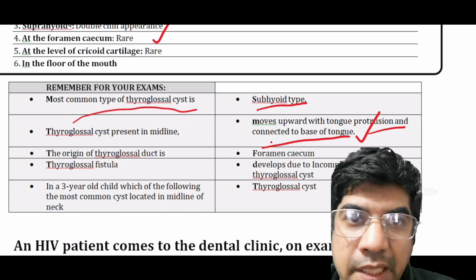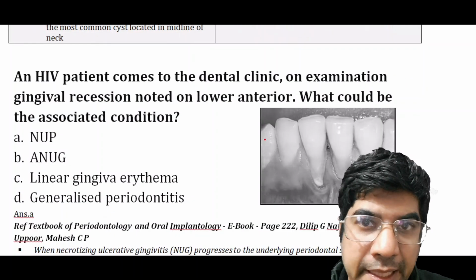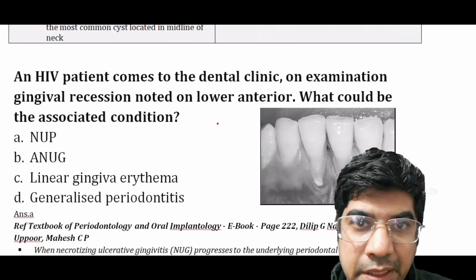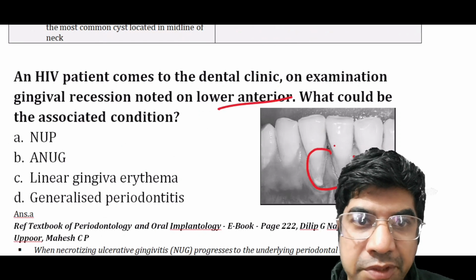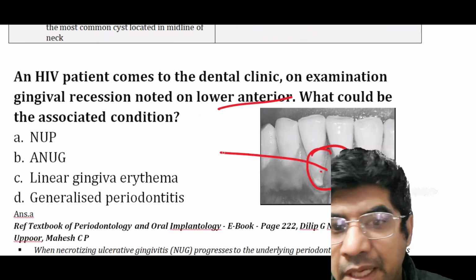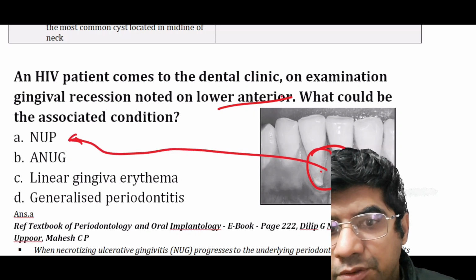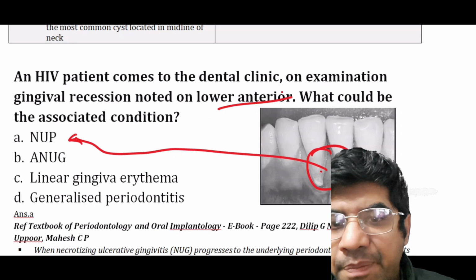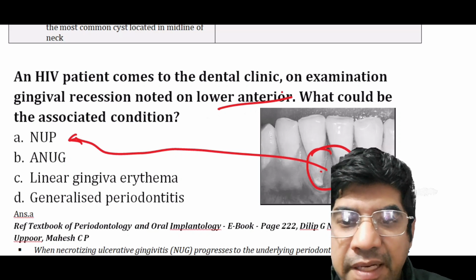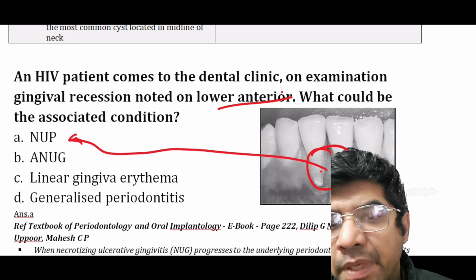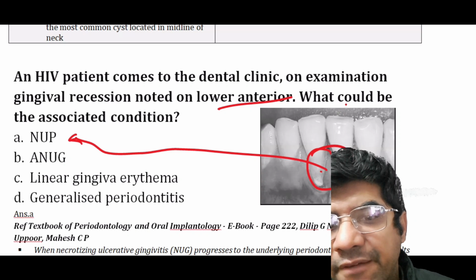Coming to the next question, an HIV patient comes to the dental clinic, and on examination, gingival recession is noted on the lower anterior region. What could be the associated condition? The answer is NUP. So when an HIV patient presents with gingival recession, the associated condition could be necrotizing ulcerative periodontitis.